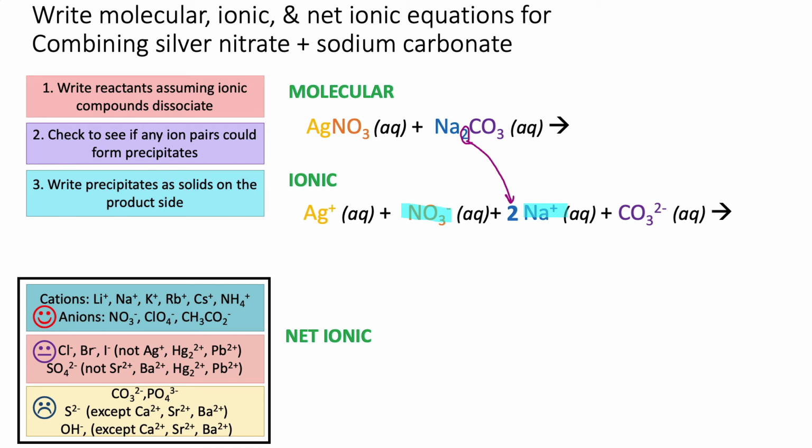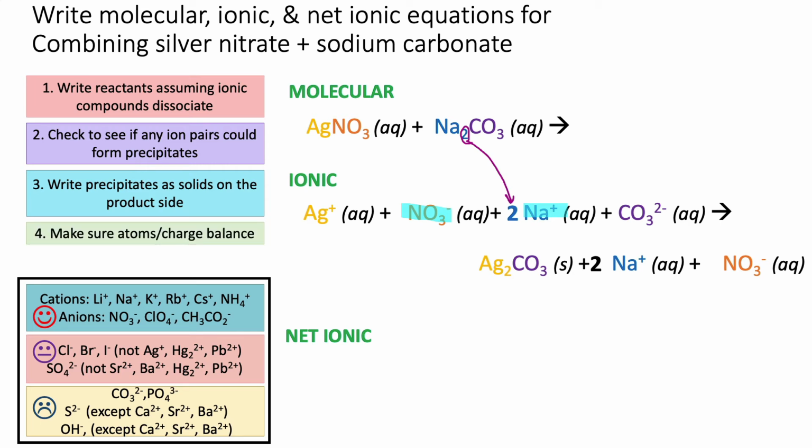So we're going to write the precipitates as solids on the product side. Now you'll notice when you're looking at this that silver has a +1 charge and carbonate has a -2 charge. That means we're going to need 2 silvers for every carbonate. So it's going to be Ag2CO3 plus 2 sodiums plus nitrate. And so you can see how we go right into step 4, where you have to make sure that atoms and charge balance. If we have 2 silvers in silver carbonate, that means we have to start with 2 silver ions. Now, where would we get 2 silver ions from? Well, we'd have to start with 2 silver nitrates, right?